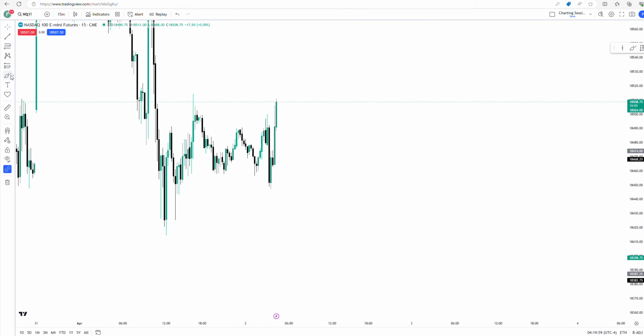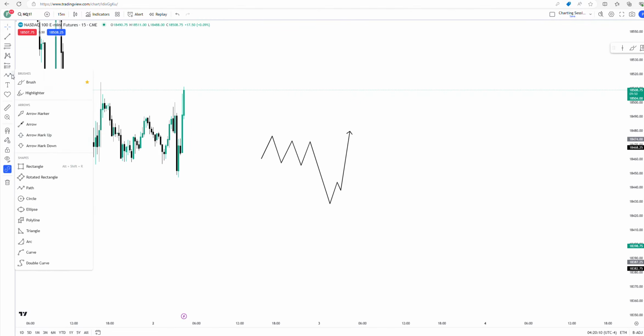Let's just draw an illustration here so you guys can see what I'm talking about. This is one high probability setup, right? And you might know what this is already. It's the power of 3. And we'll go into this in a bit more detail.